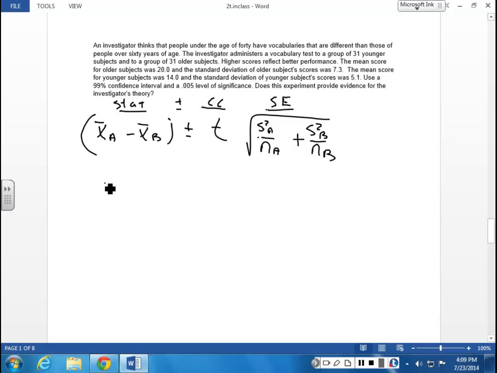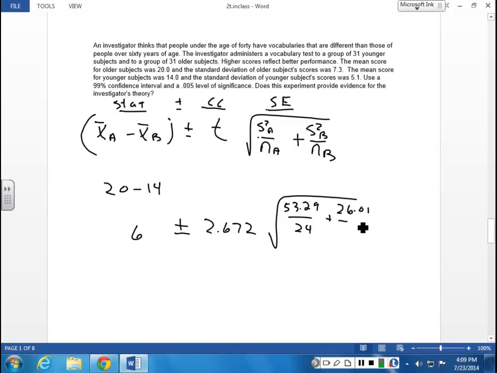So 20 minus 14, or just 6, plus or minus 2.672 times the square root of 53.29 over 24 plus 26.01 over 24, that's 1.73 to 10.27. If you need to pause, please do so.